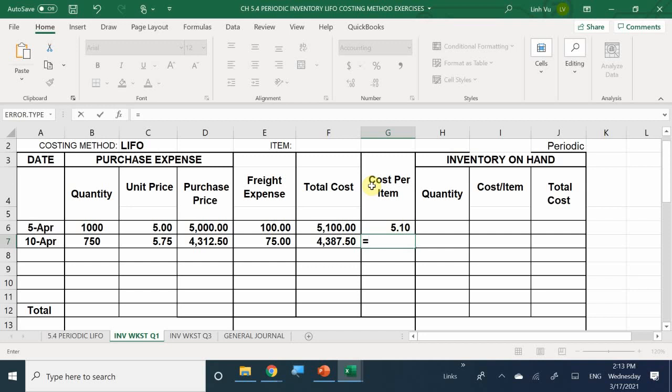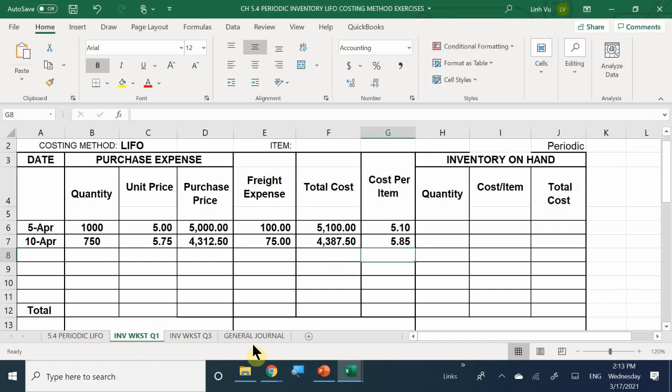The total cost divided by the quantity. Correct. And you should get $1.85. Okay. All right. So now that we have our key information, we have our total purchase price, we have our freight, obviously, and we have the total cost. So let's go ahead and journalize this transaction.